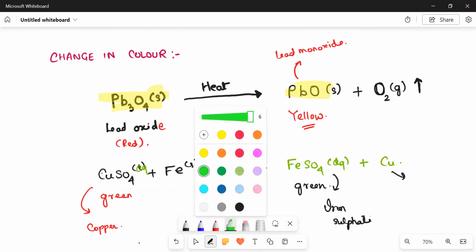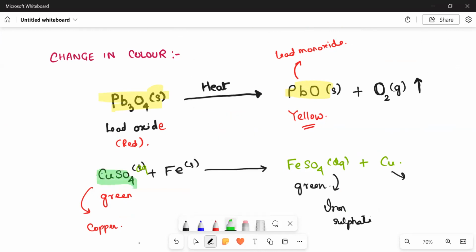Let's move ahead now. यहाँ पे देखो कॉपर सल्फेट, मेरे पास कॉपर सल्फेट है. Copper sulfate was not green actually. I wrote it something wrong over here. Copper sulfate is blue. Okay, so sorry, my bad. Copper sulfate is blue actually यहाँ पे, तो blue color है. And iron sulfate is green in color.